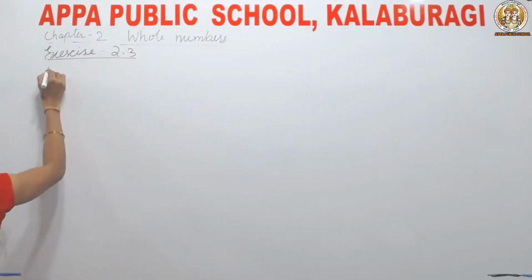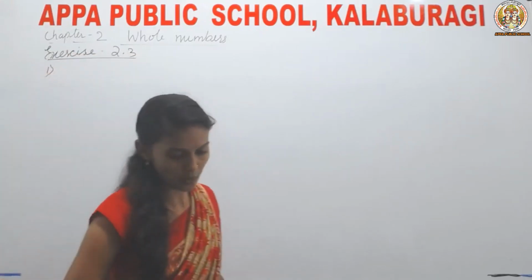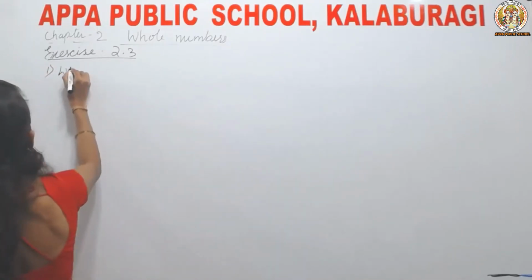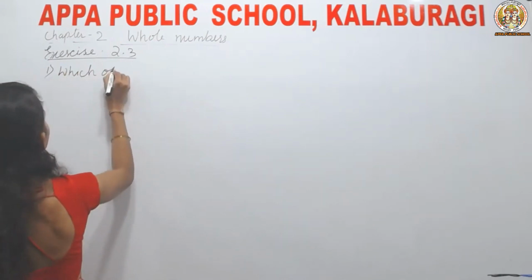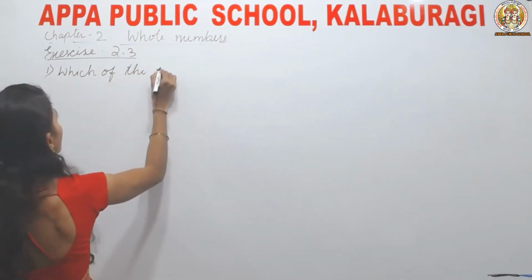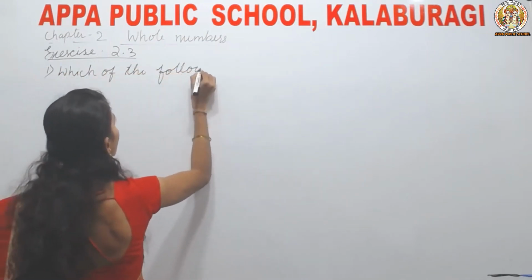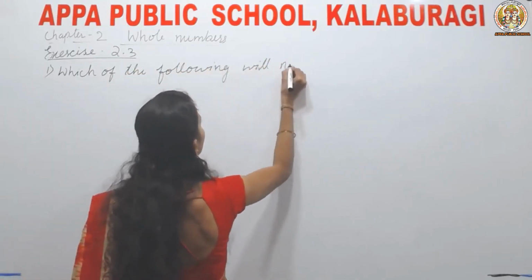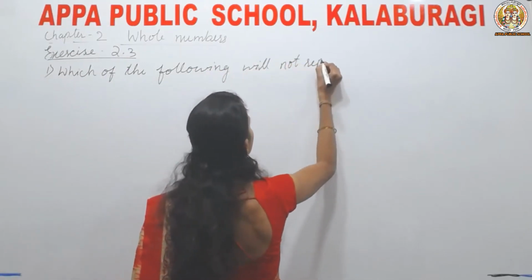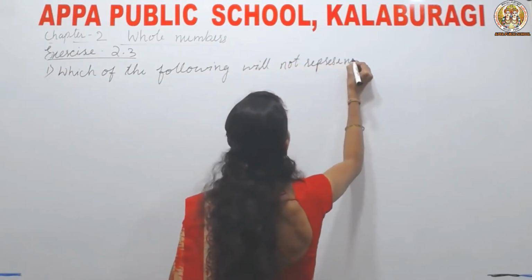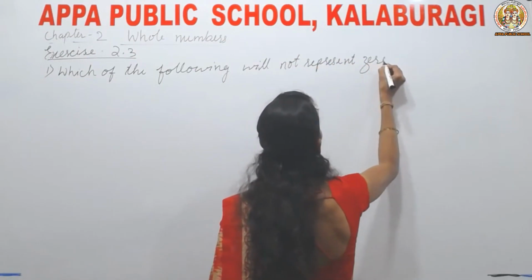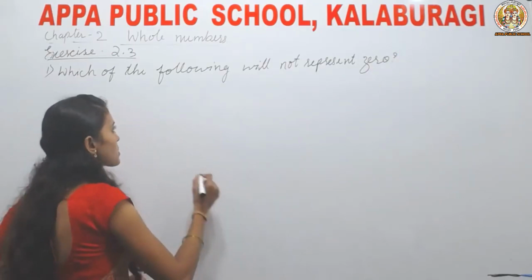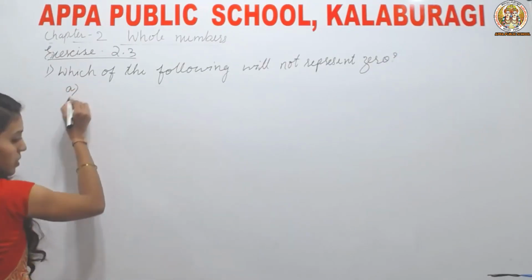2.3, first bit: which of the following will not represent 0? Question mark. And they have given 4 options also. What are the 4 options?